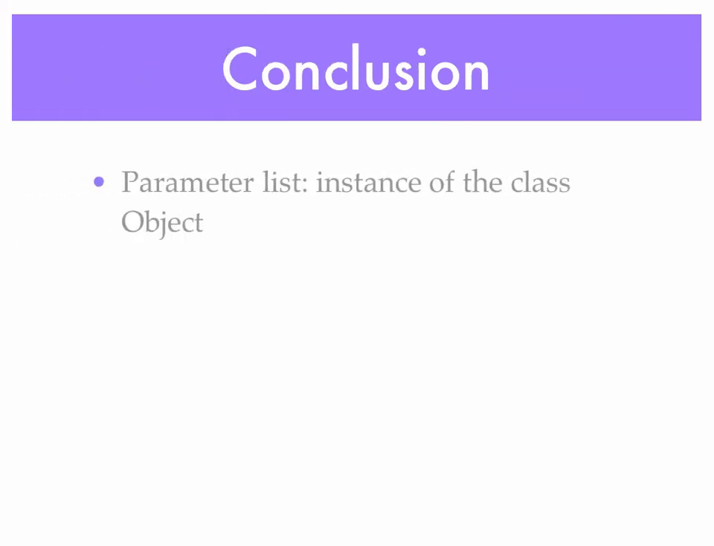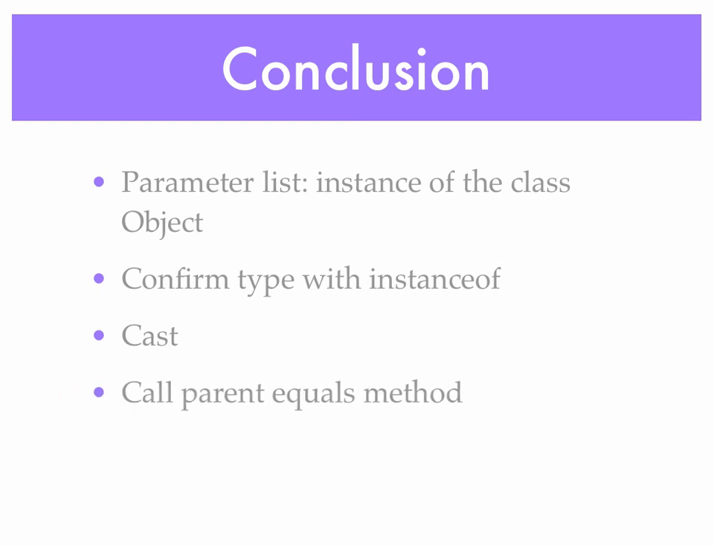So what did we look at today? Well, we saw that the parameter list of our overriding method must look for an instance of the class Object. That's what must be passed into it. We must confirm the type passed into our method with instanceof. We cast that type into the appropriate type. We call our parent equals method, and then we compare the instance variables.